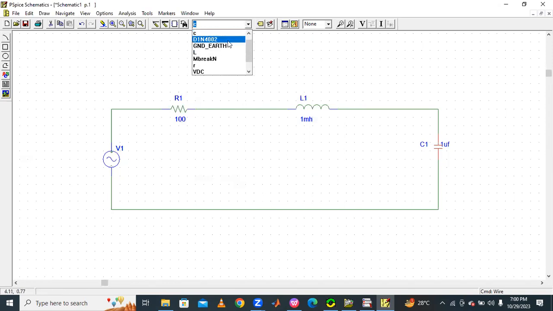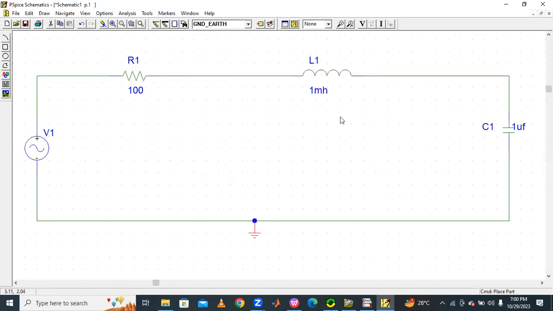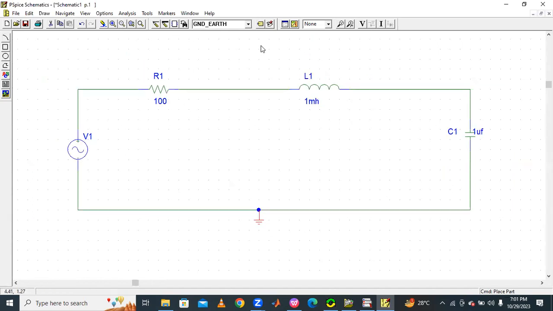Take one ground, connect here. So like this, the circuit can be designed like this. 100 ohms, 1 millihenry, 1 microfarad. And current, connect one current marker. Okay. Current marker. This is called current marker across the capacitor.